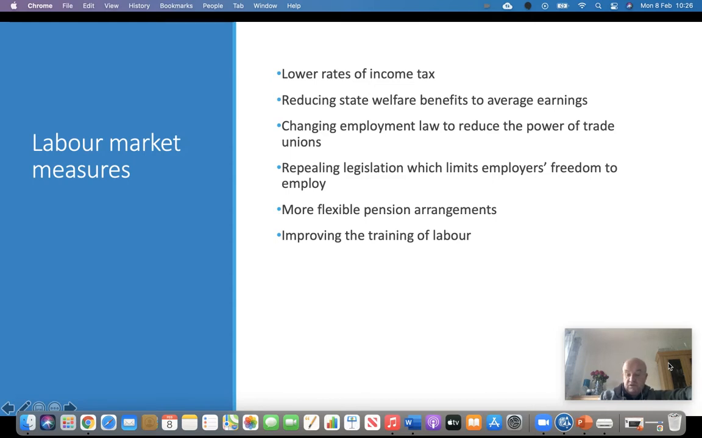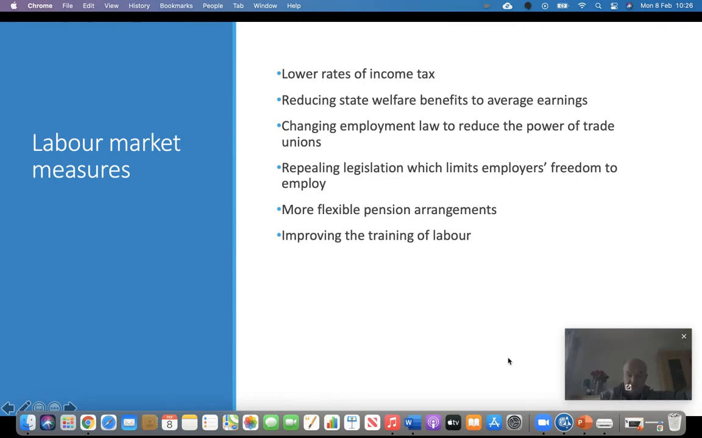More flexible pension arrangements would also assist, as would the improvement in the training of labour. So each one of those, and like we've said before, some of those are seen as interventionist supply side policies that help macroeconomically, will also have some influences on microeconomic performance too.